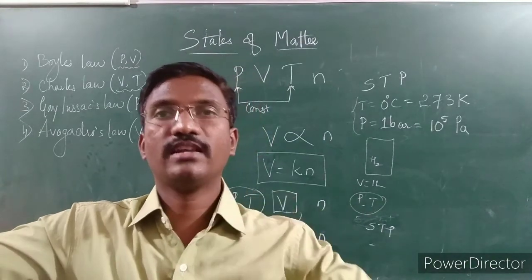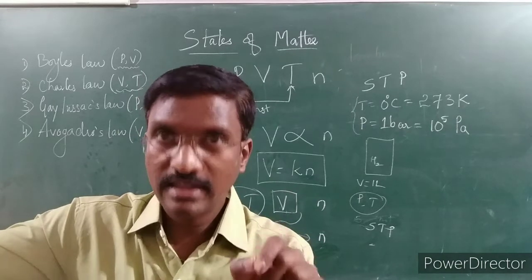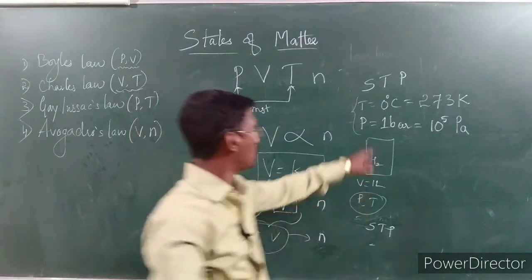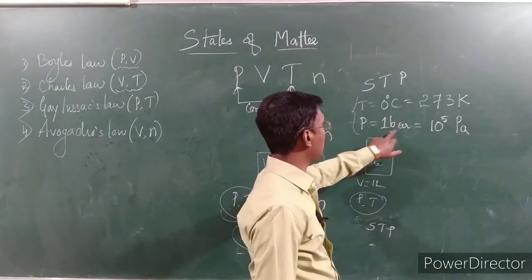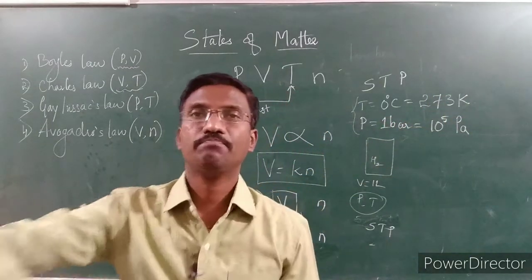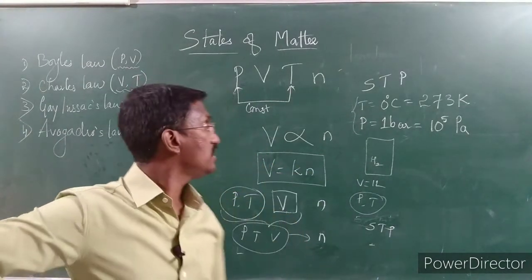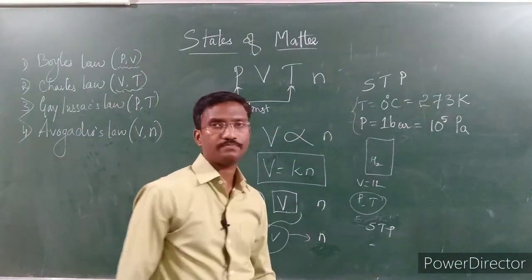So whenever we say at standard temperature and pressure, you have to remember that in this condition temperature and pressure remain 0 degree Celsius and 1 bar, or in other words 273 Kelvin and 10 raised to 5 Pascal. Only at this temperature and pressure do we call it standard temperature and pressure.